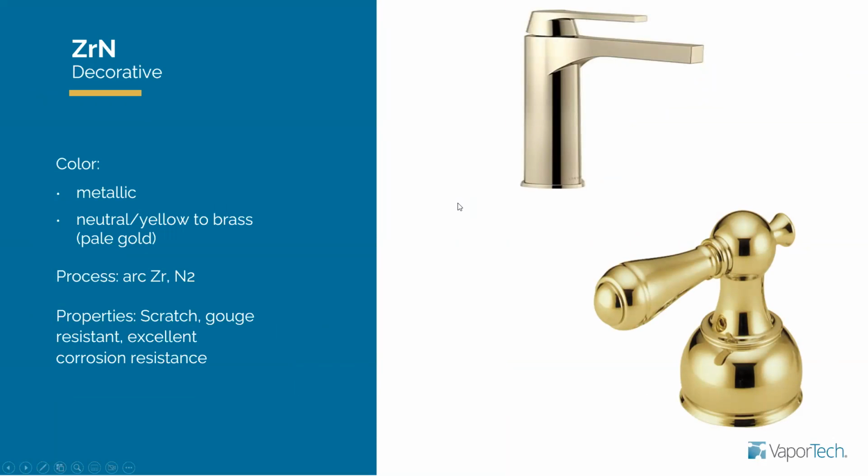Now, talking about some specifics, some of these coatings, some of these materials that we are discussing here. Let's talk about zirconium nitride, in this case a durable decorative coating. It has a metallic appearance. It can go all the way from neutral to yellow to brass. The process that we normally use for that is an arc deposition process, and it is scratch resistant, gouge resistant, and has excellent corrosion resistance.